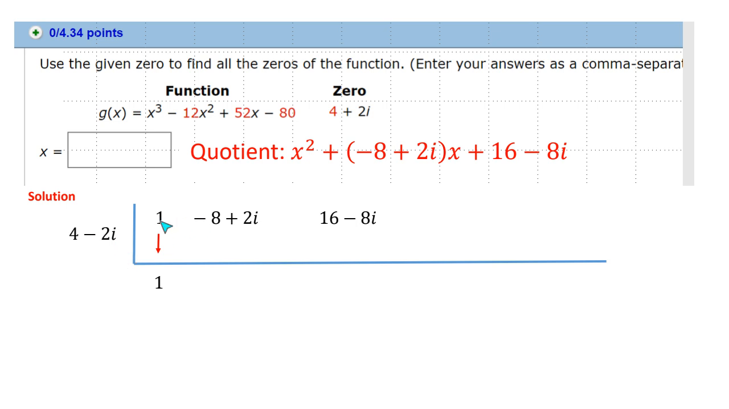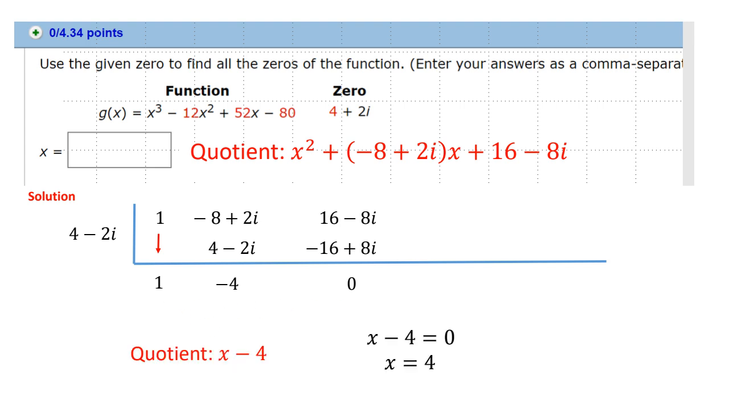So I use synthetic division again. So we have 1, negative 8 plus 2i, and 16 minus 8i. Bring down the 1. Negative 8 plus 4 is negative 4. The i's cancel. And then we multiply and we get 0 again. So my quotient is x minus 4. Set it equal to 0. So we get 4. The degree is 3.